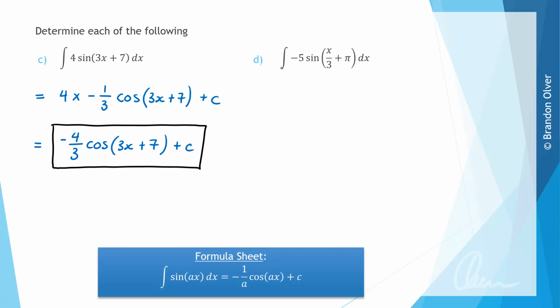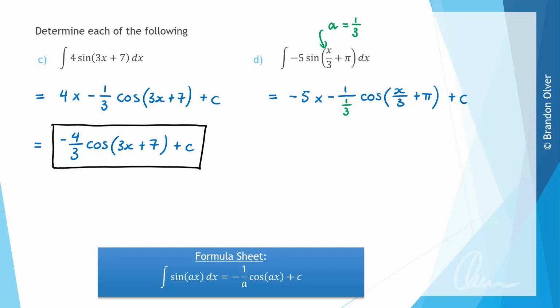And finally, for part D, we have the integral of -5 times sine of x divided by 3 plus pi with respect to x. So that is going to equal, and this -5 will still be multiplying our antiderivative once we've calculated it. So we're going to have -5 times -1 divided by the coefficient of x, but in this case that a value can be thought of as 1/3. So we're going to have -1 divided by the a value of 1/3, and then that's going to multiply cos of x over 3 plus pi, and then we're going to have a plus c constant that is the constant of integration.